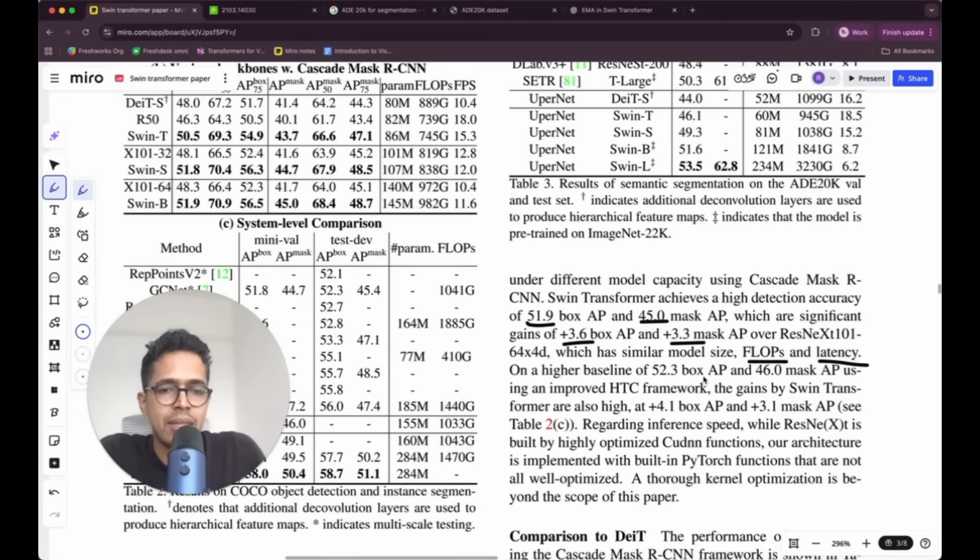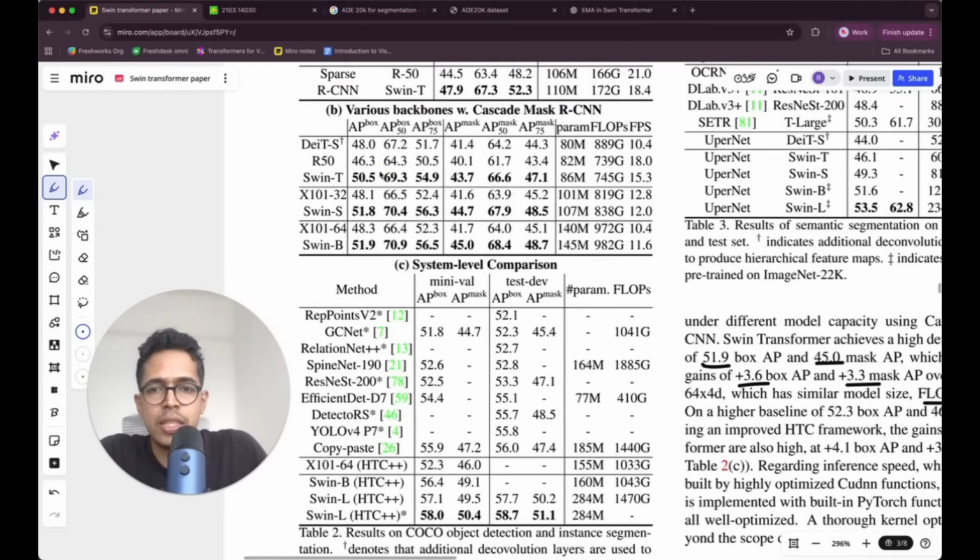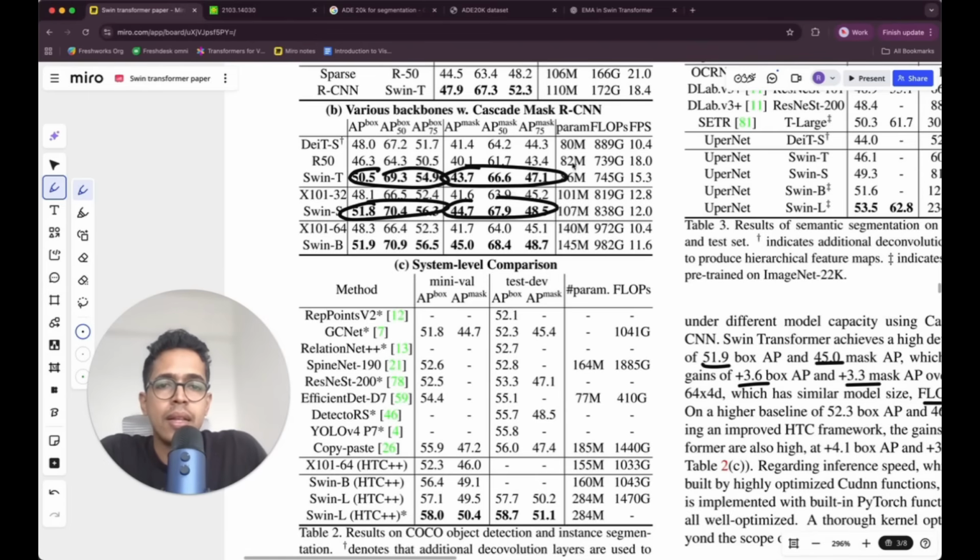On a higher baseline, this is fine. I just want to see, basically Swin, they have given it in bold. So Swin is outperforming all the other ResNeXt models compared in all the different tasks. And those models have higher FLOPs. So 889 gigaflops, 739 gigaflops.